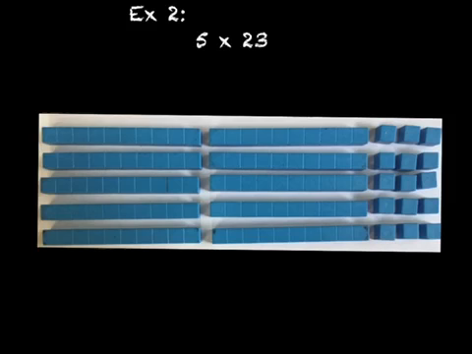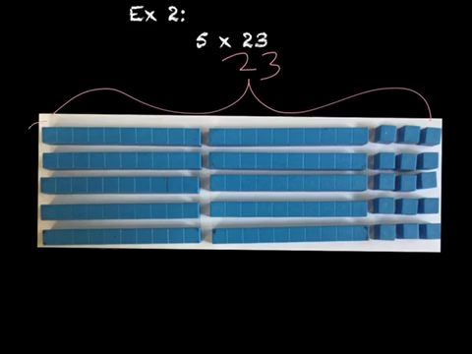Okay, let's do another example with blocks before we move on to without blocks. So we're going to do 5 times 23. So I have 5 and 23, so 23 columns. I'm going to have a rectangle of 23 and 5. But again, those are not easy numbers for me to work with.